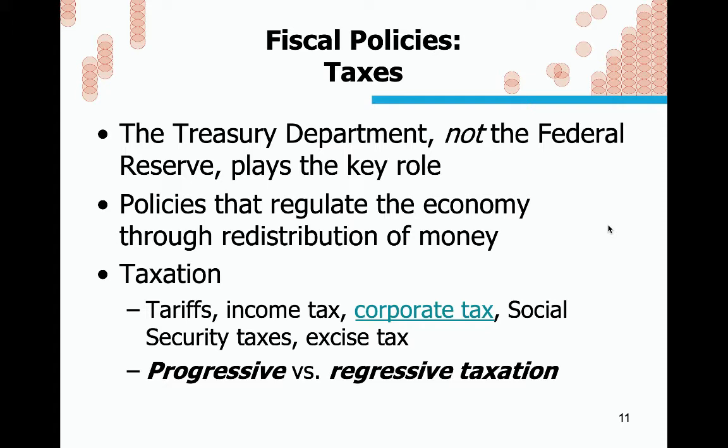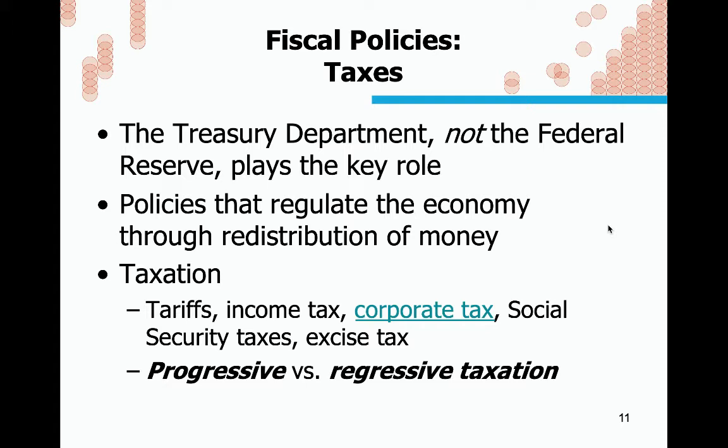Income tax, we all pay. Corporate tax, a hot button issue in recent years in the United States. Social Security taxes we pay with all of our paychecks, comes out directly. Excise taxes are things like tobacco tax or gasoline tax. There are special targeted taxes on certain goods. The hyperlink here for corporate tax will take you to a John Oliver clip on corporate taxation, which again is pretty informative and pretty funny.